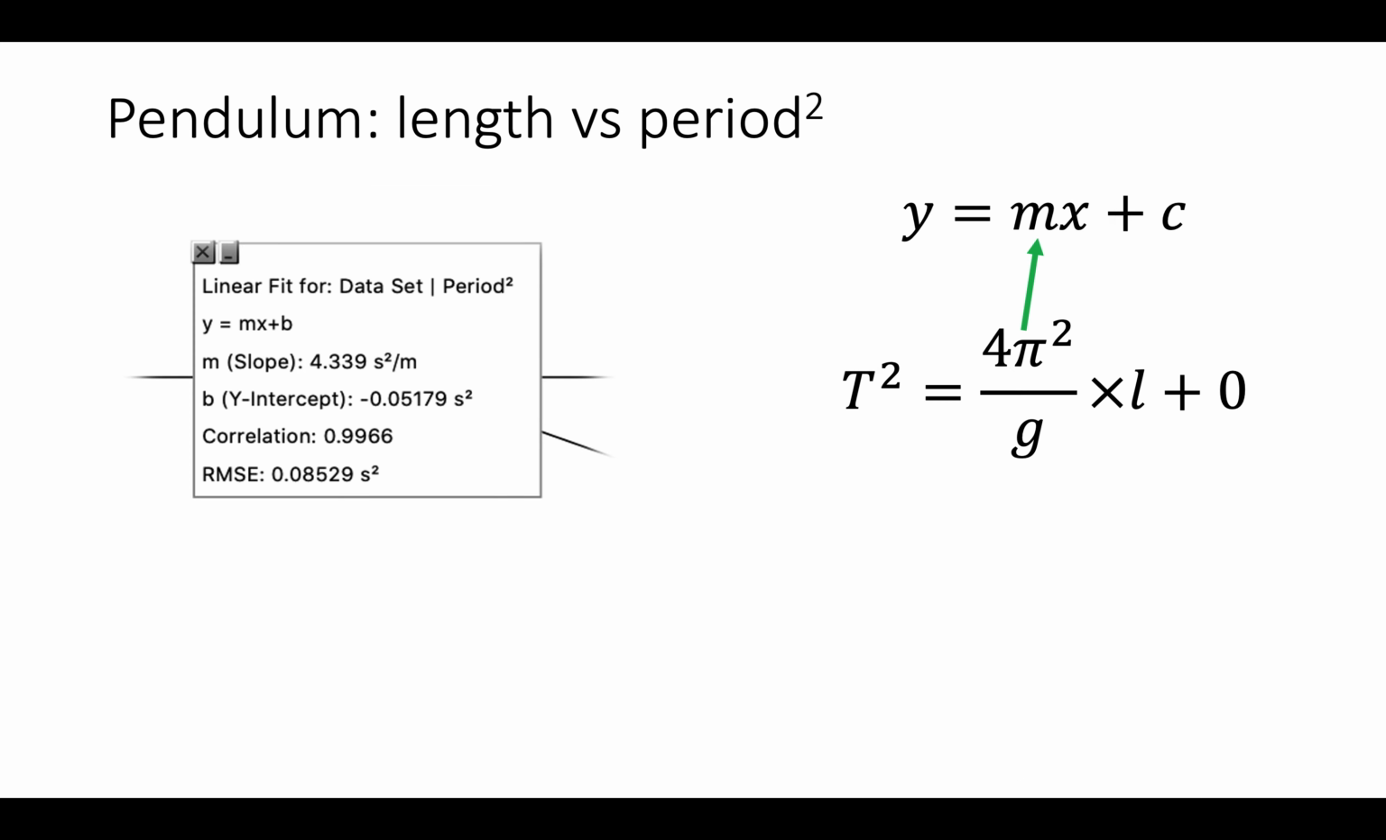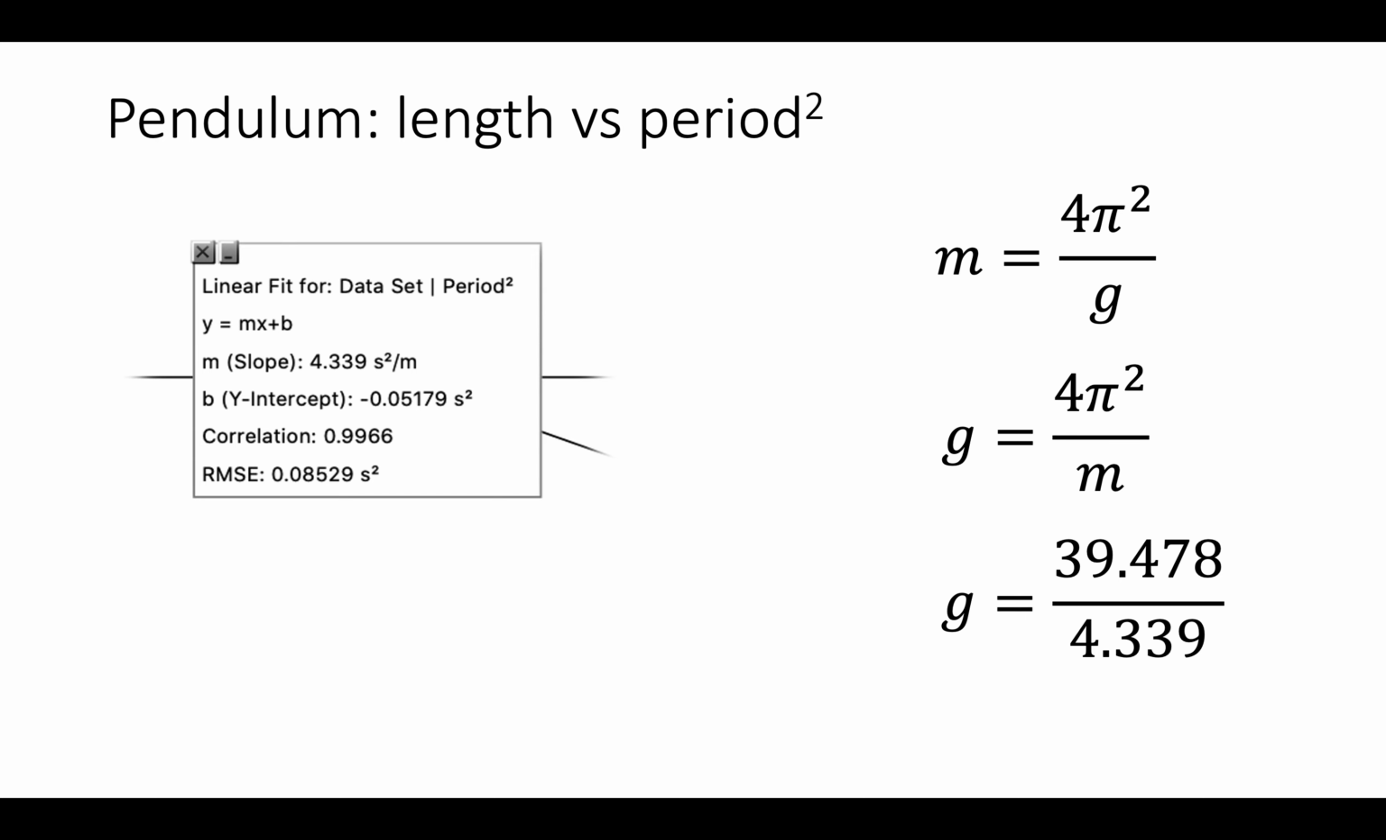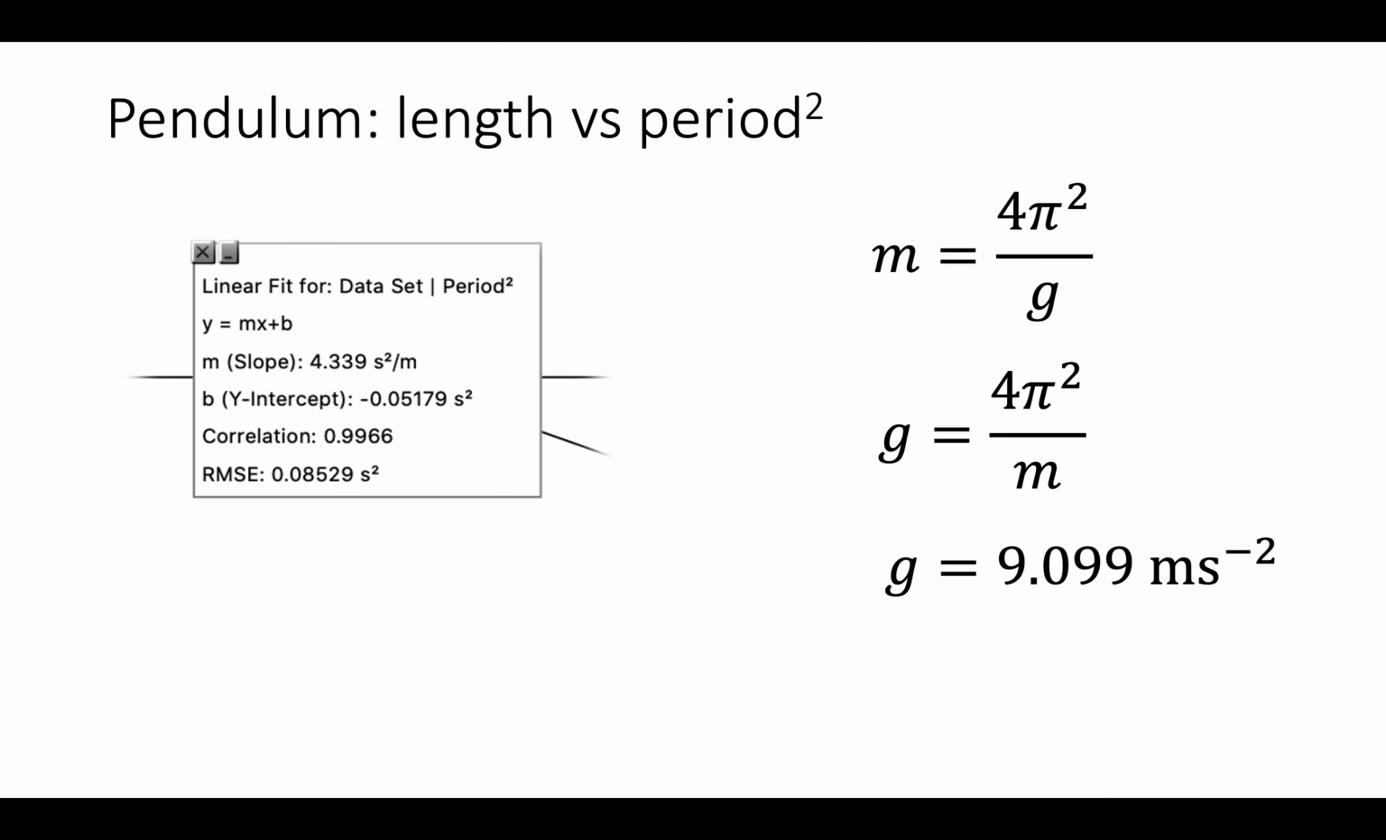In fact, we can analyze in that context. So the gradient is 4 pi squared over g. We can rearrange that to give m equals, where m is the gradient, not mass or anything, 4 pi squared divided by g. So therefore g equals 4 pi squared divided by the gradient, and we can plug the numbers in there, using 4.339 for our gradient and 4 pi squared. We get a value for g of approximately 9.1 meters per second squared, which, if you've looked at this part of the physics course, you'll know is not too far from the correct answer, which should be around 9.81.